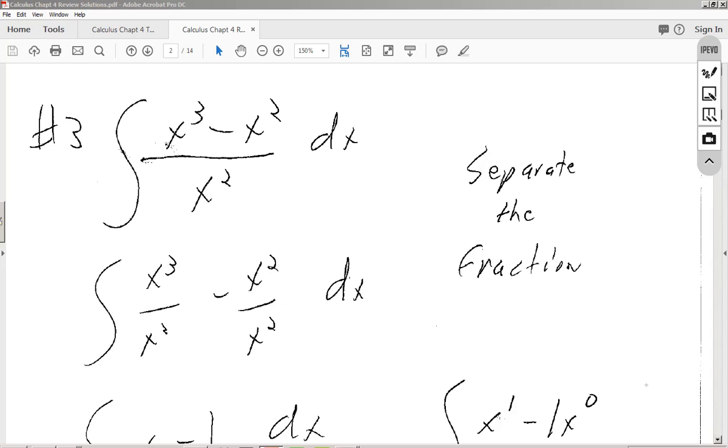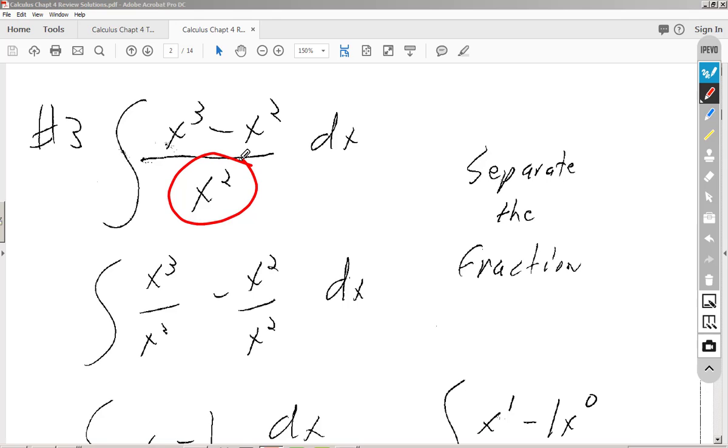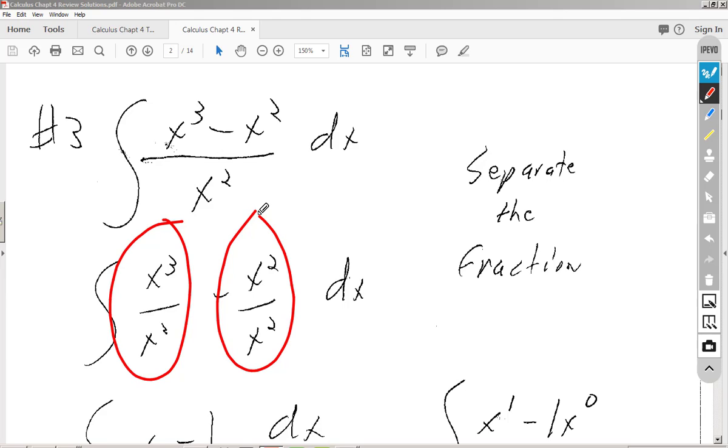Okay, on number 3, they want us to again evaluate this integral. We've got the integral of x cubed minus x squared all over x squared. Remember, if you have a monomial in your denominator, always separate out your numerator with those separate monomial denominators. That way you can go ahead and just solve it directly. So first step is just algebra. I'm going to rewrite my integral so that it is x cubed all over x squared minus x squared all over x squared dx.